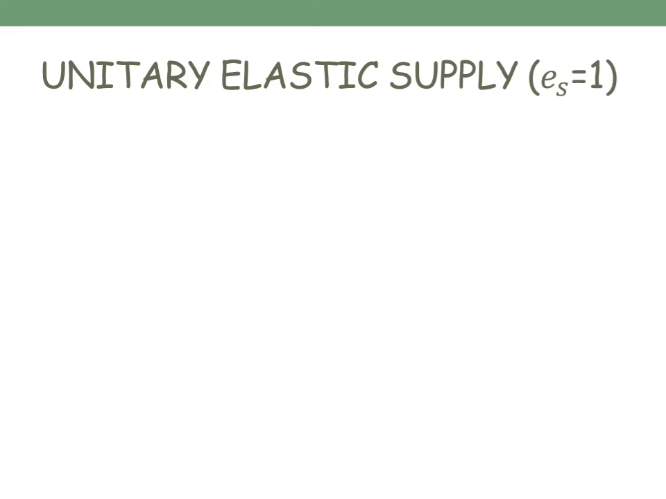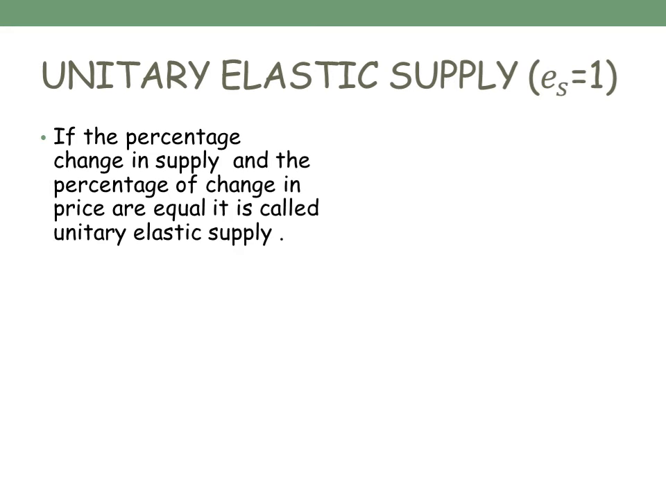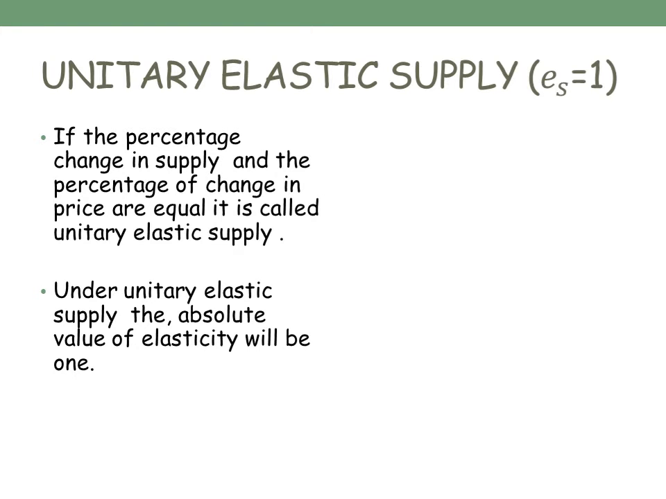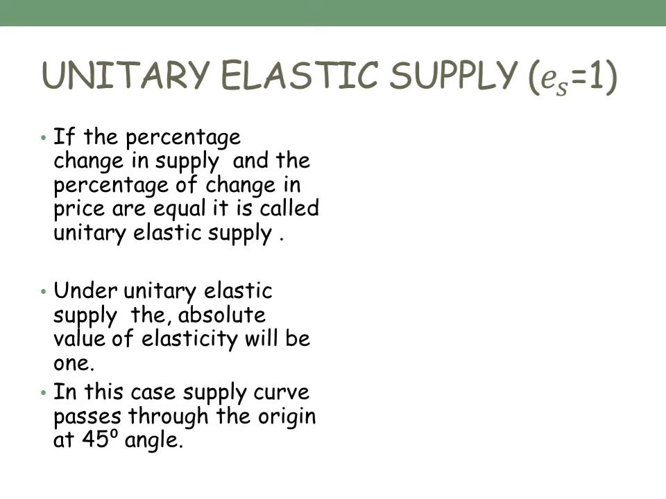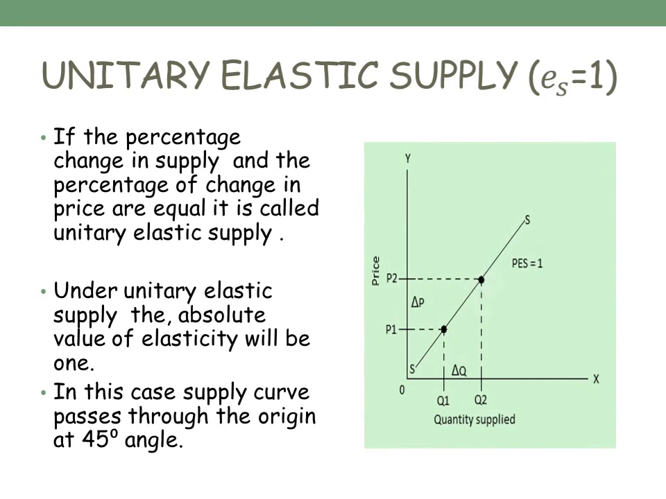The third one, unitary elastic supply. Unitary elastic supply means if the percentage change in supply and the percentage change in price are equal, it is called a unitary elastic supply. Under unitary elastic supply, the absolute value of elasticity will be 1. This is the graph of unitary elastic supply, where you can see the price moves from P1 to P2, and the quantity supplied is also moving from Q1 to Q2.